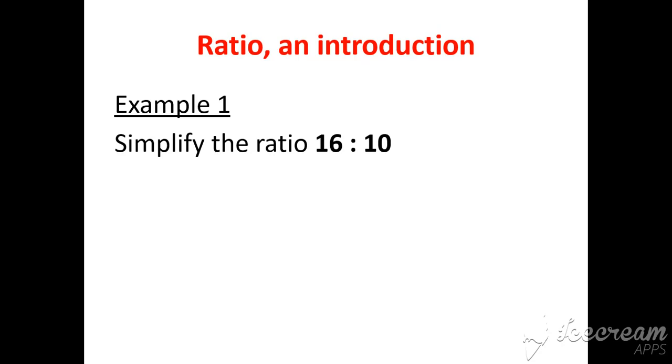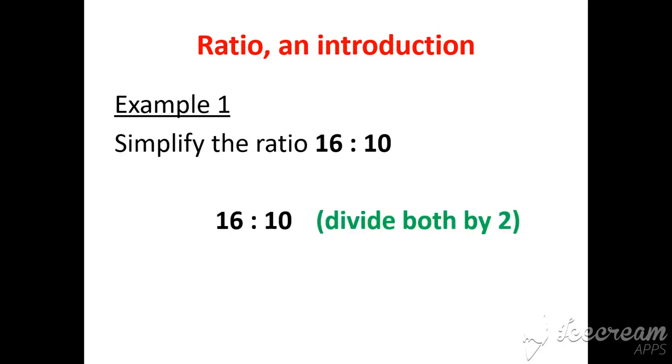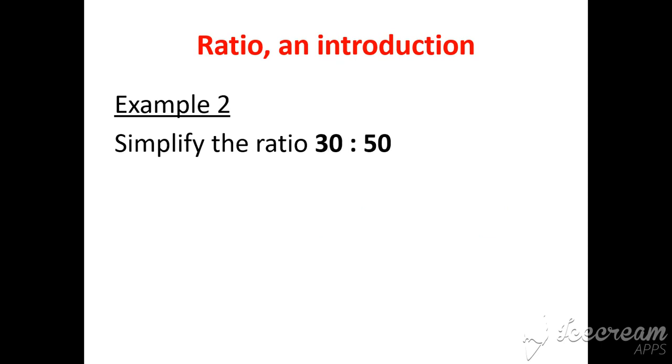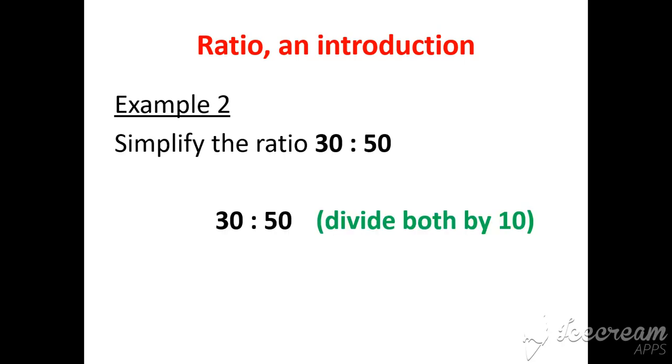Example 1, simplify the ratio 16 to 10. Well, in this example, all we're going to do is divide both sides by 2 because they've both got a common factor of 2. So we divide both by 2 to get a ratio of 8 to 5. Example 2, simplify the ratio of 30 to 50. Well, the highest common factor for both of these numbers is 10. So we're going to divide both by 10 and we're going to get 3 to 5.